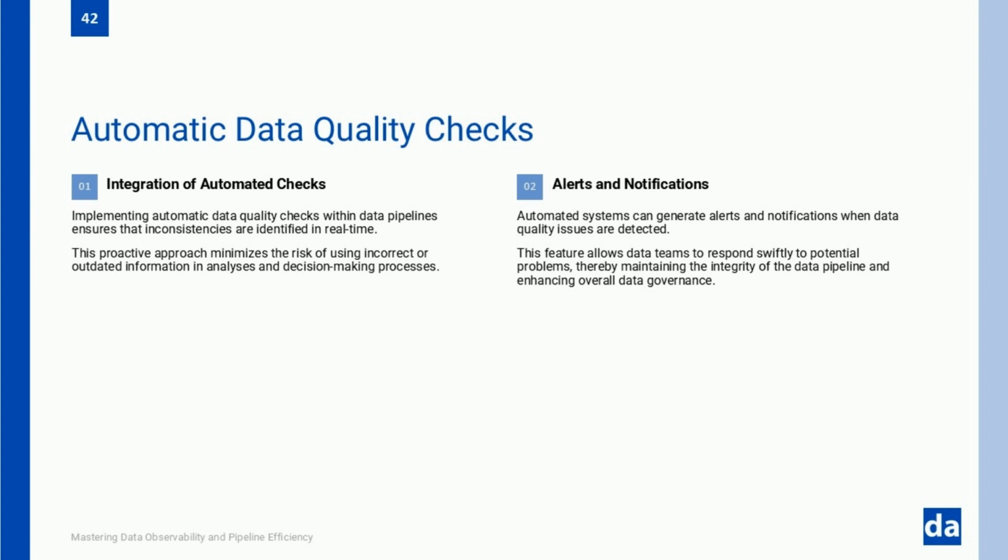The root cause: data quality issues that went unnoticed until it was too late. Enter automatic data quality checks. By integrating these checks directly into their data pipelines, the company was able to proactively monitor and validate incoming data in real time. Errors in pricing or inventory mismatches triggered instant alerts and notifications, allowing the data team to address the problems before they affected customers.